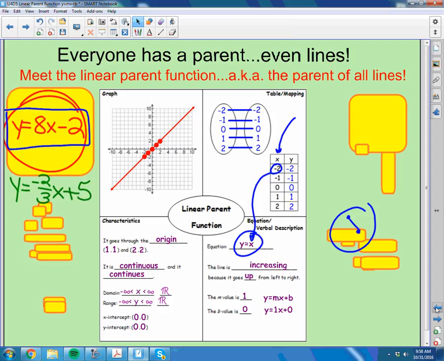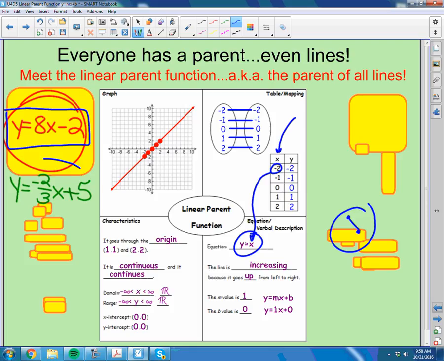Don't say it out loud, just run off your checklist. Compared to the linear parent function, what does that line look like? Is it more steep or less steep? Is it above the linear parent or below the linear parent as far as the y-intercept is concerned? Is it going the same direction as the linear parent, or is it going the opposite direction as the linear parent? Those are the mental things I want you going through.